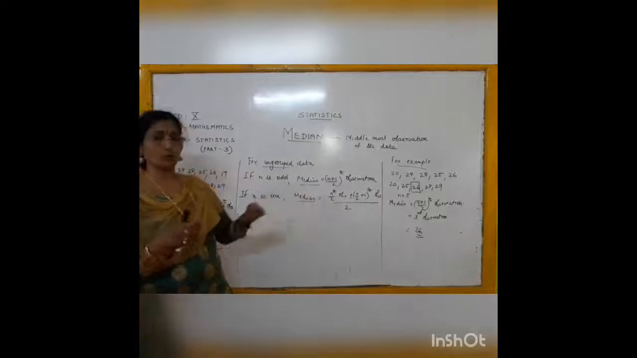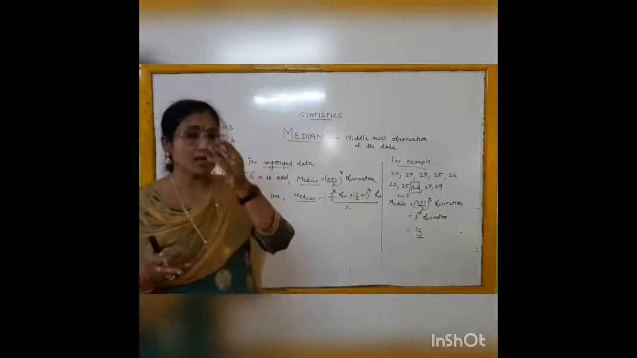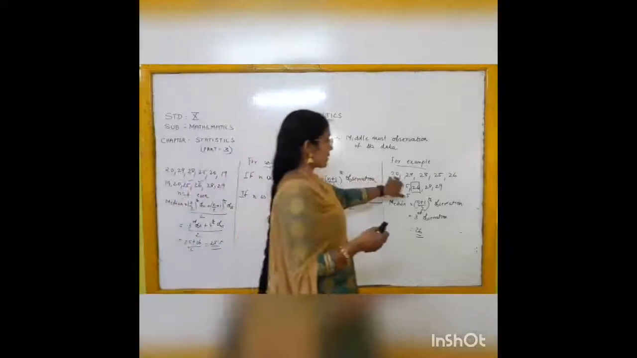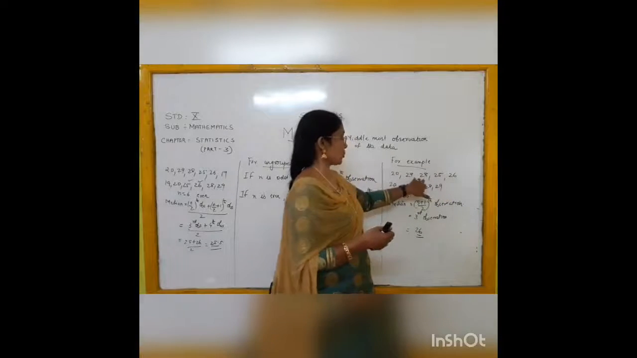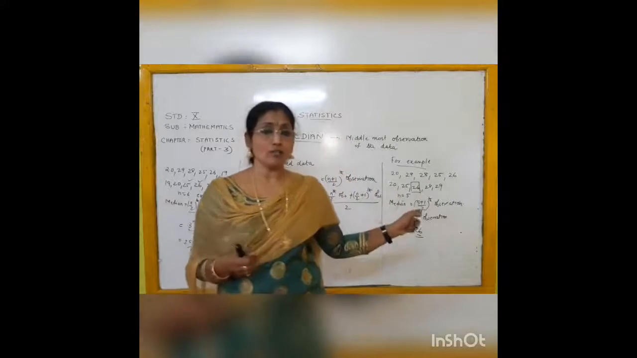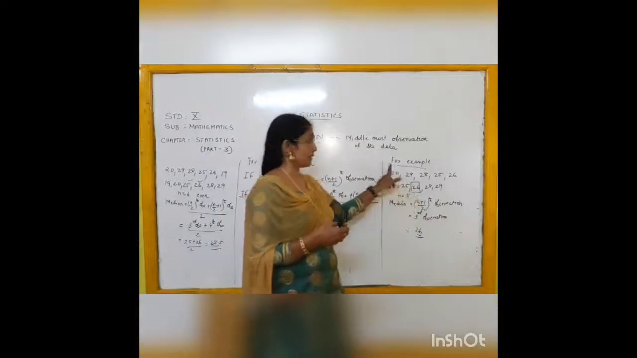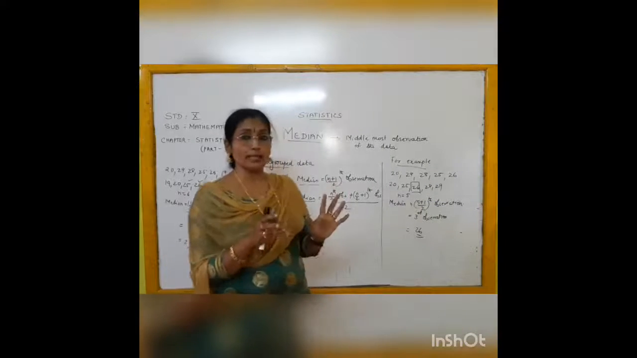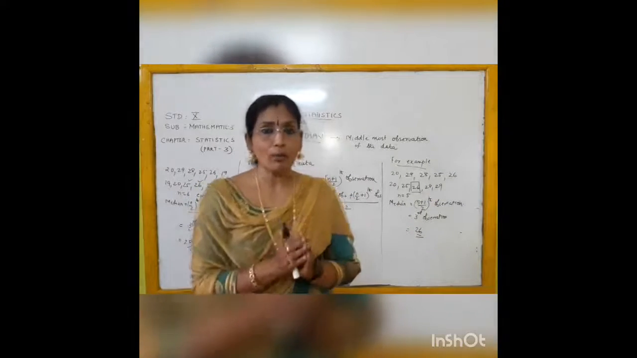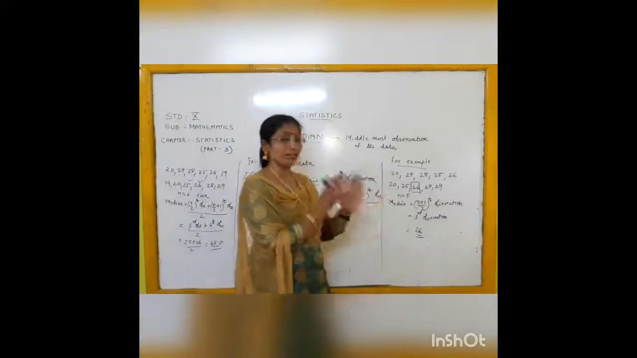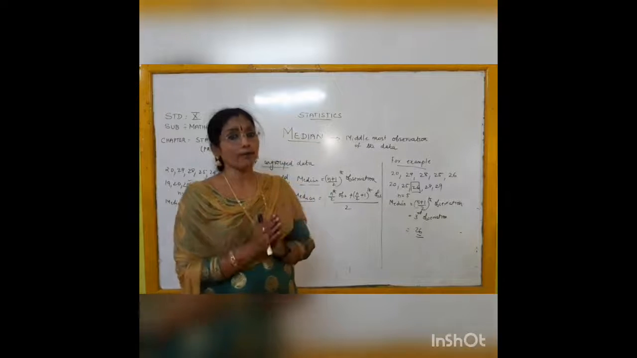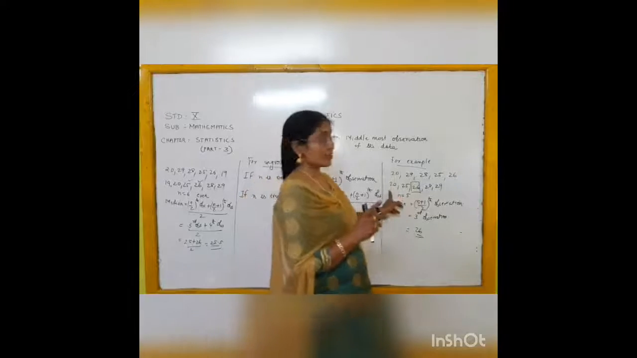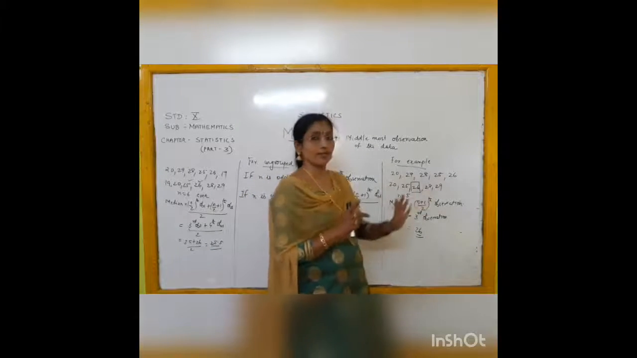Now I will explain how to find it. Sometimes it can be asked in the examination as a 1 mark question: for ungrouped data, how to find the median. For example, I have written some observations: 20, 29, 28, 25, 26. The number of observations here is 1, 2, 3, 4, 5, so it is odd. But first you have to arrange the observations in ascending or descending order. That is the main thing you must always remember. I have written it in ascending order: 20, 25, 26, 28 and 29.